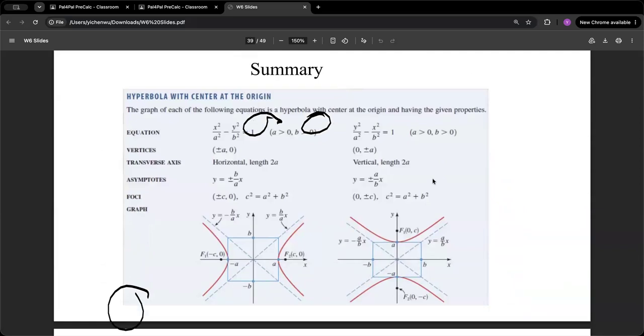The foci are not the vertices. The vertices are the tips of these branches, the part that's closest to the center. But the foci are not the vertices. Instead, the foci are the 2 points that the hyperbola is defined based on.